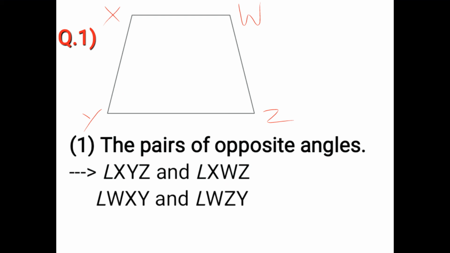Next one is angle WXY and angle WZY. In angle WXY, the middle letter is X, and in angle WZY, the middle letter is Z. Okay. Angle X is opposite to angle Z. Got it?